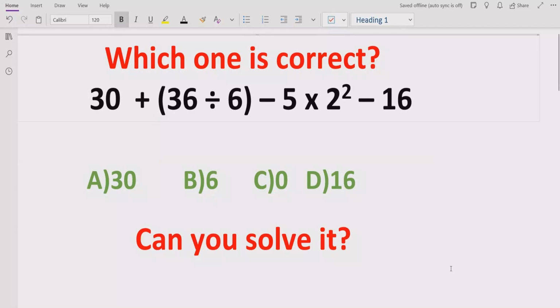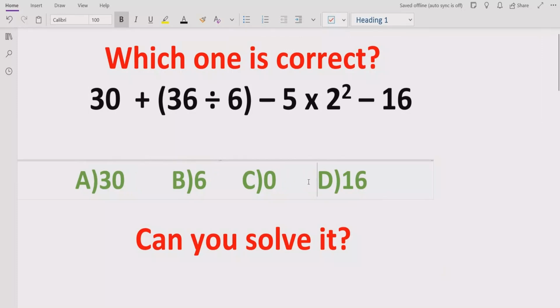Today we will solve another quiz which is related to the PEMDAS and BODMAS method. It is an arithmetic operation which contains the basic operations plus, division, multiplication, and also we have the power in our expression. So we have to solve this quiz using the PEMDAS and BODMAS method and find out the correct result. We have here four answers: 36, 0, and 16. So we will see which answer is correct after solving it.